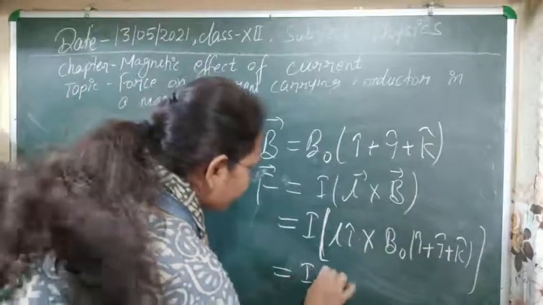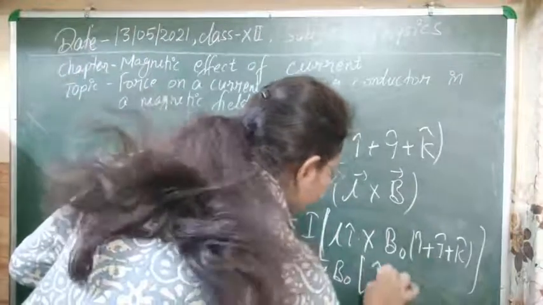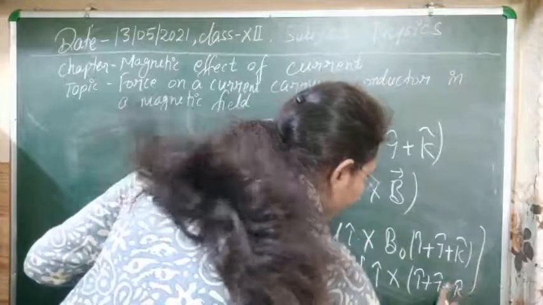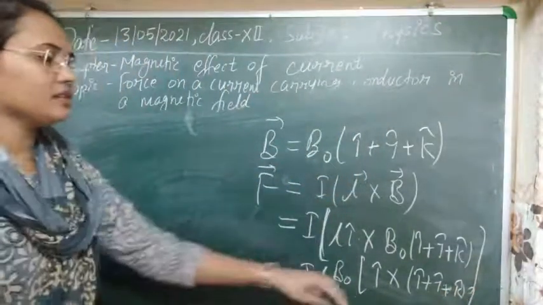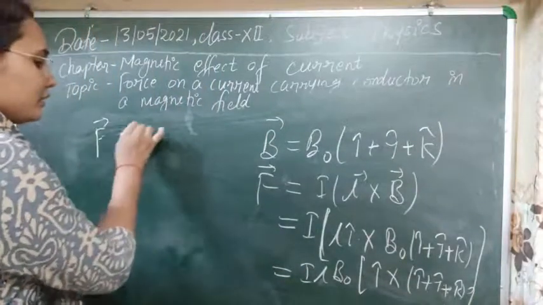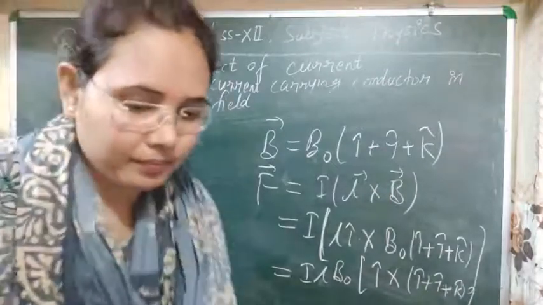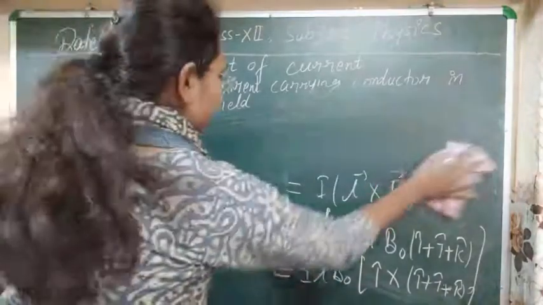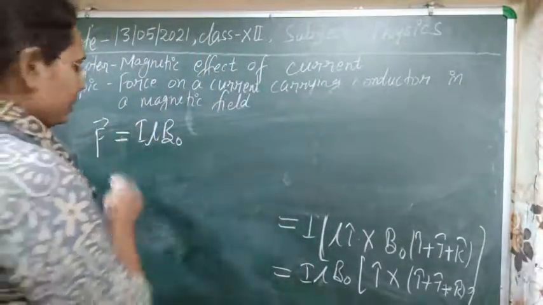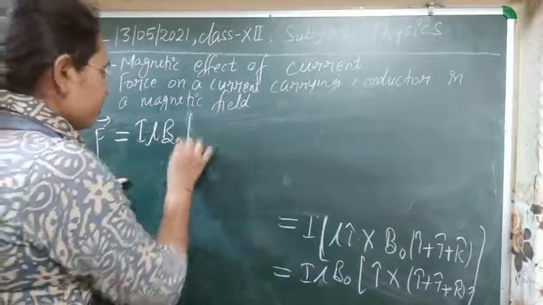Now we can take outside IL B0. This we can take outside. So finally here this will be I cross I plus J plus K. Now let's just take the distributive things here. So for that case, F is equal to ILB0, just sorry, here we can write down first.